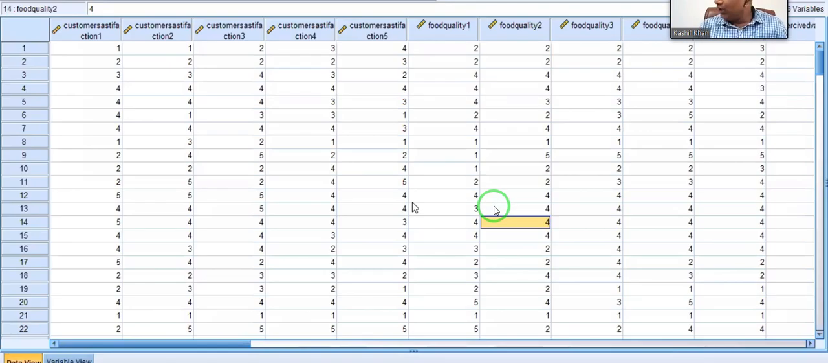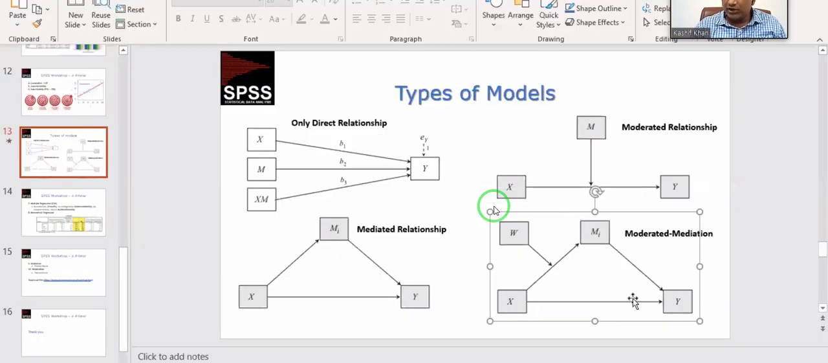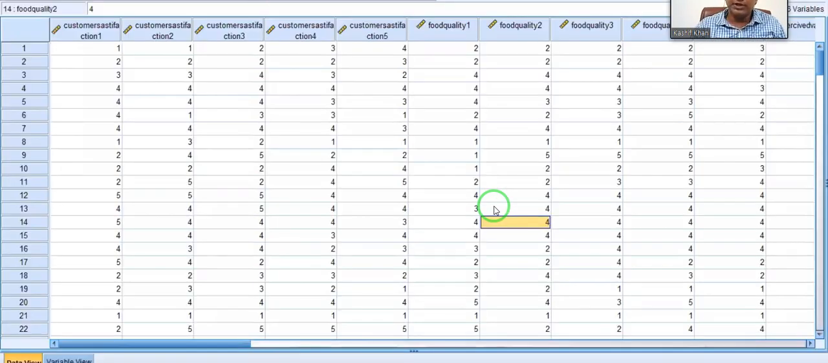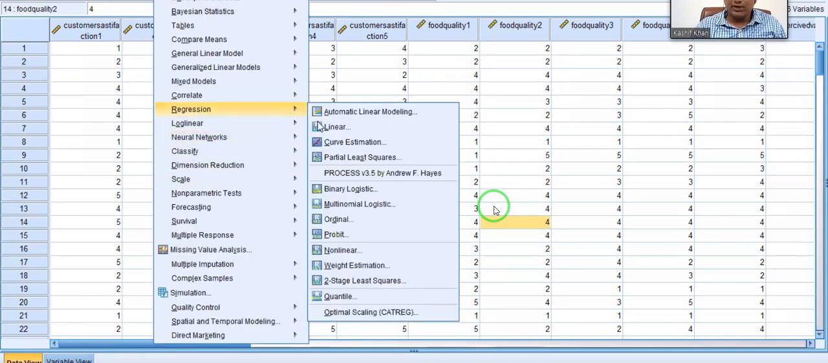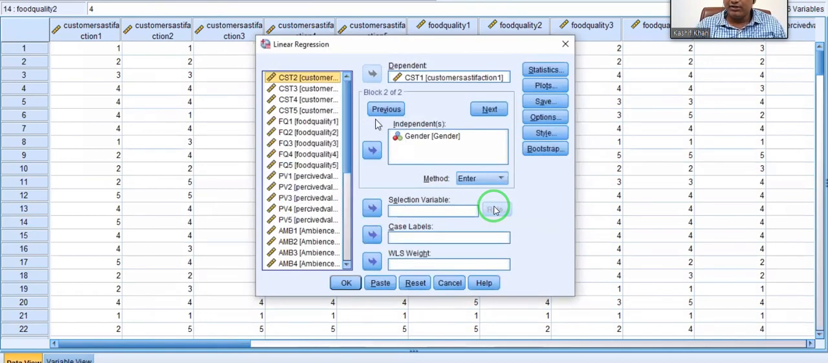Okay. Now I'm moving to the last one that we call moderated mediation. Now, how to do moderated mediation? Let's go to Analyze again, Regression, and then Linear. Oh, sorry.